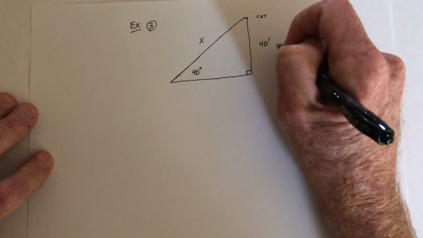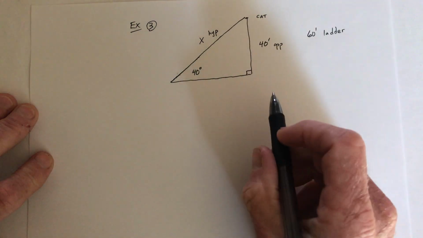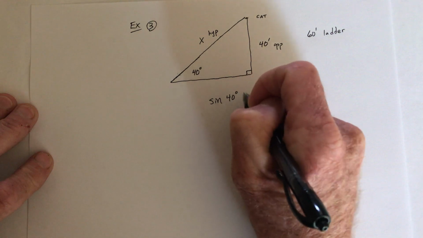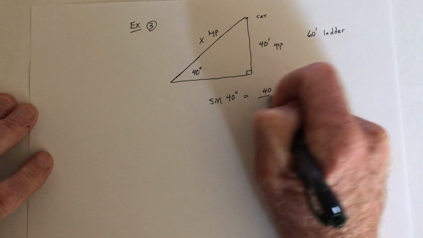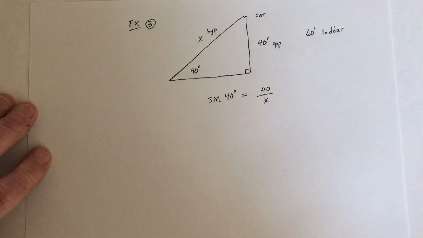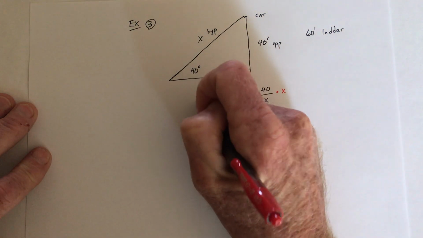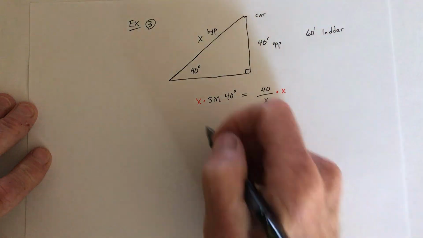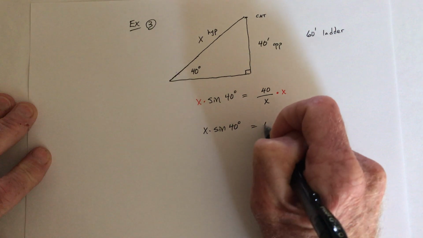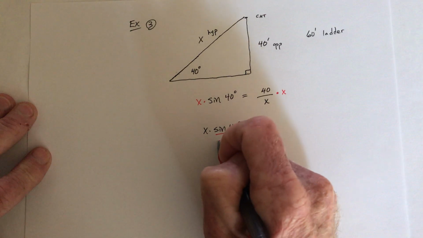Okay, so that means that this is opposite and this is hypotenuse. Opposite over hypotenuse, that's sine. So sine of 40 degrees equals opposite over hypotenuse. Now I need to solve for x. That is a good time to use a red pen. Multiply both sides by x. The left side will then say x times sine of 40 equals 40. And then divide both sides by sine of 40.